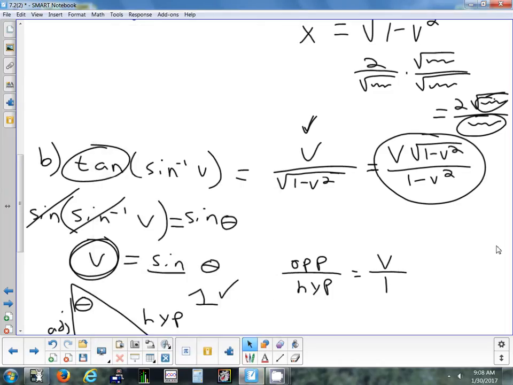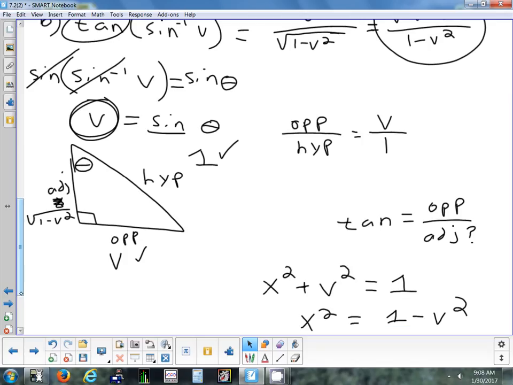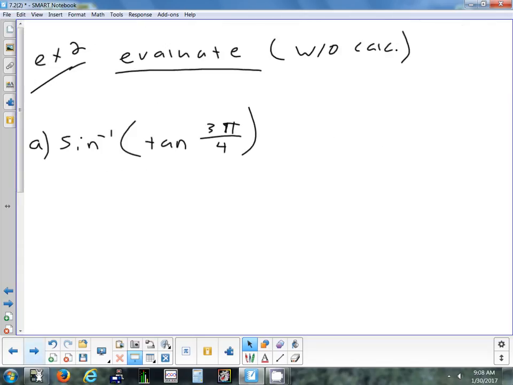Any questions on that one? What's a little different about this one? Actually, a couple things different. This time they're giving you the inverse on the outside. And what else? They gave me a number. They didn't give me a variable. So when they write evaluate, they want the answer to be a number.